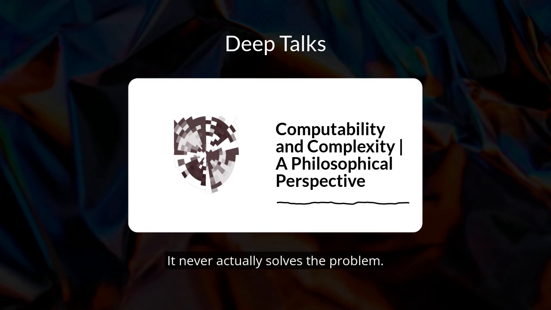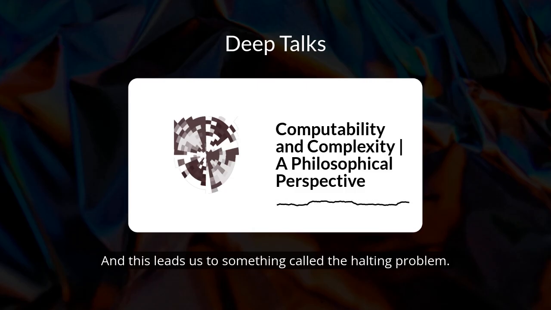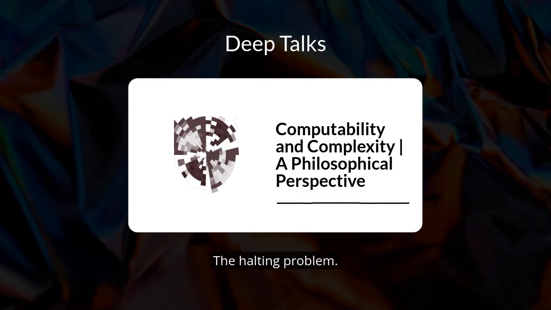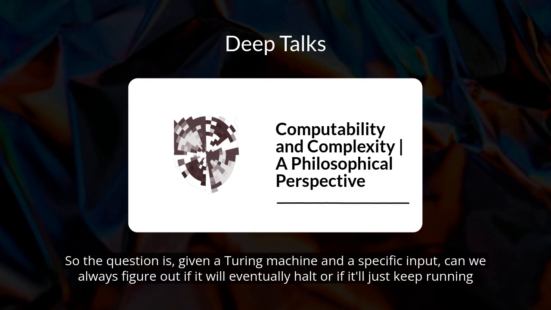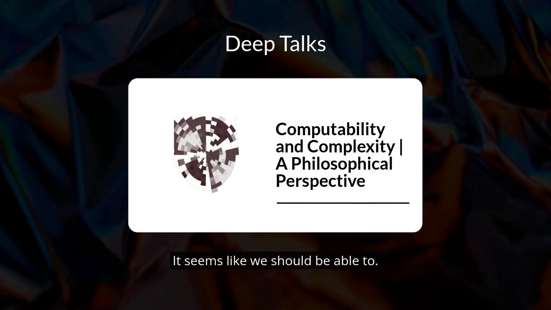Yeah, and never actually solves the problem. Exactly. That seems frustrating. It can be very frustrating, and this leads us to something called the halting problem. The halting problem. So the question is, given a Turing machine and a specific input, can we always figure out if it will eventually halt or if it'll just keep running forever? It seems like we should be able to, right?